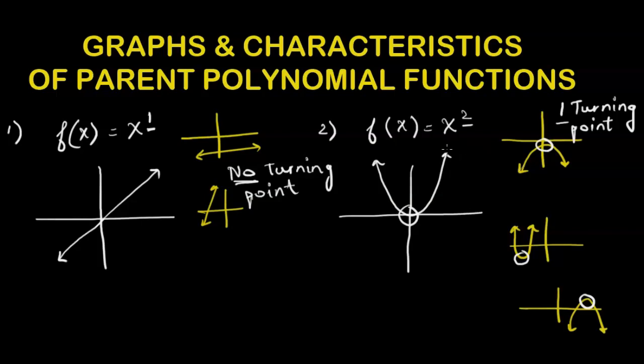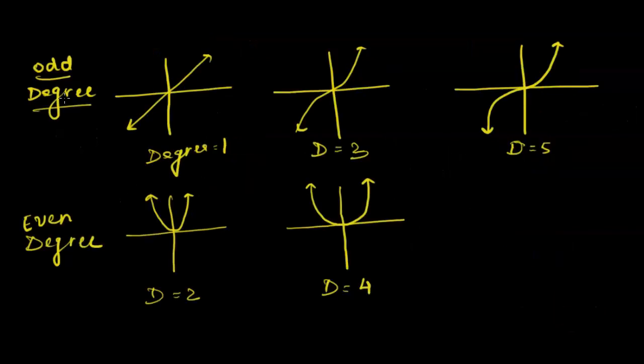or it will not be defined as a parabola. Let's say all the odd and even degree graphs are drawn together. So these are all odd degree graphs. This is degree 1, degree 3, degree 5. This is degree 2, degree 4.